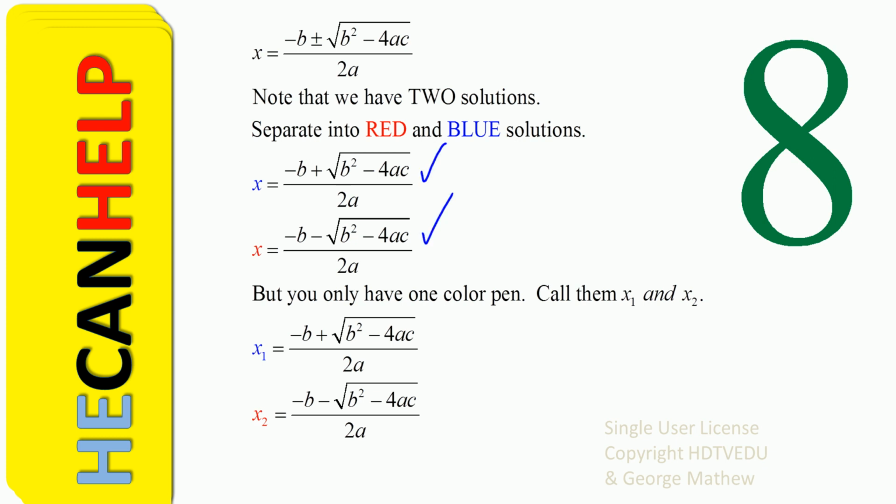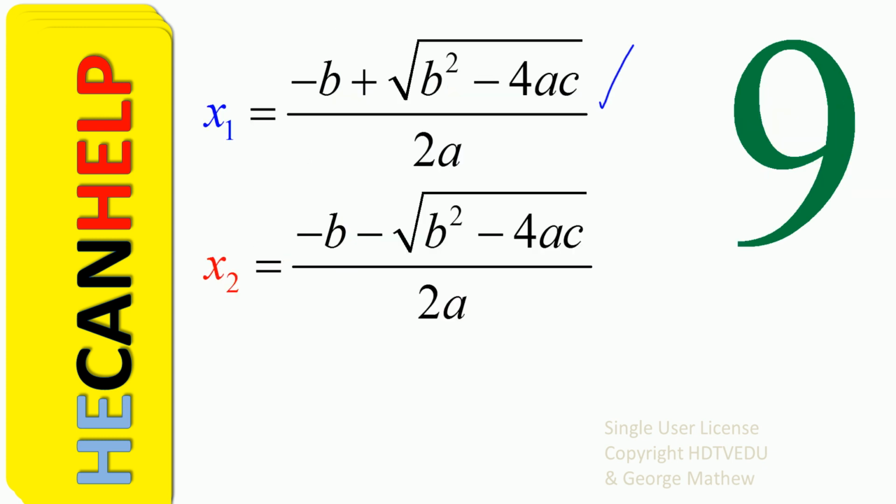But if you only have one color pen, what do you do? We call it x1 and x2. It doesn't matter what you call x1. So we have x1 equals negative b plus square root of b squared minus 4ac divided by 2a, and x2 equals negative b minus square root of b squared minus 4ac divided by 2a.